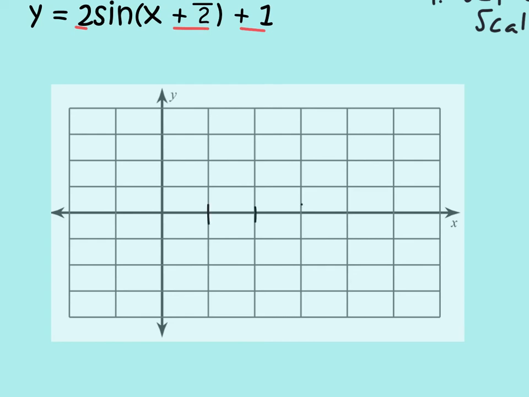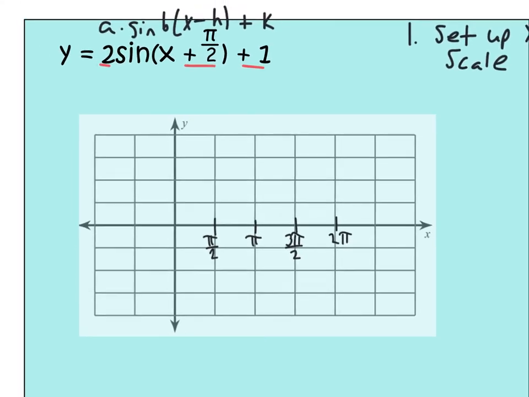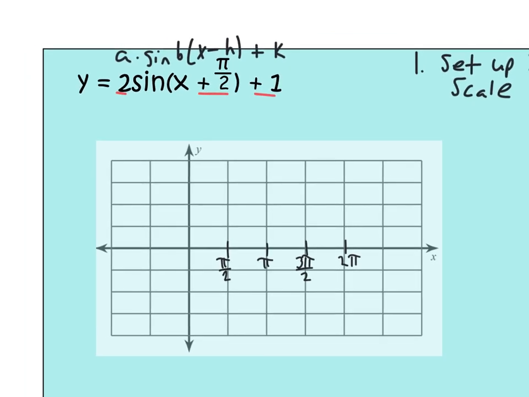So 1, 2, 3, 4, this is 2 pi, this is pi over 2, and 3 pi over 2. This is standard parent function scale, because there's no transformation on the horizontal stretch.